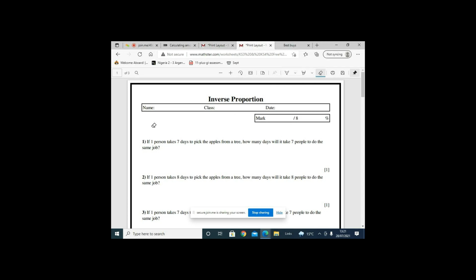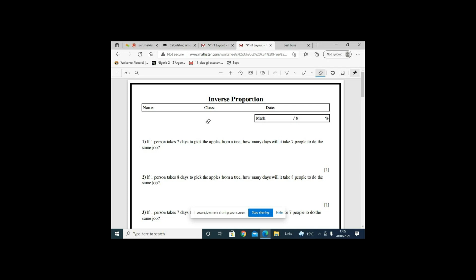Another example is this. If something dies, maybe there's a dead rat, as the days increase, the quality of the rat continues to go down, continues to decay as time increases. So as the time is increasing, the decay is also increasing.